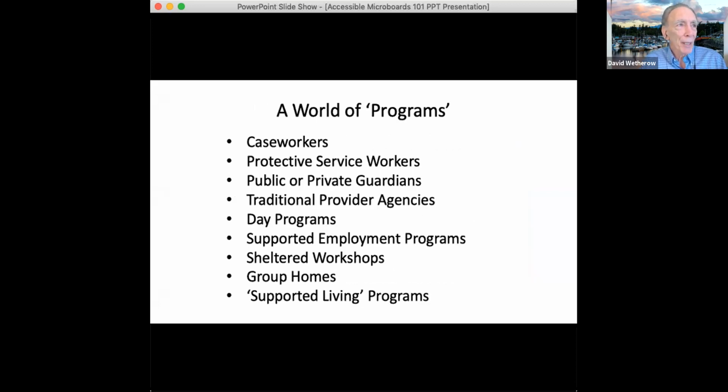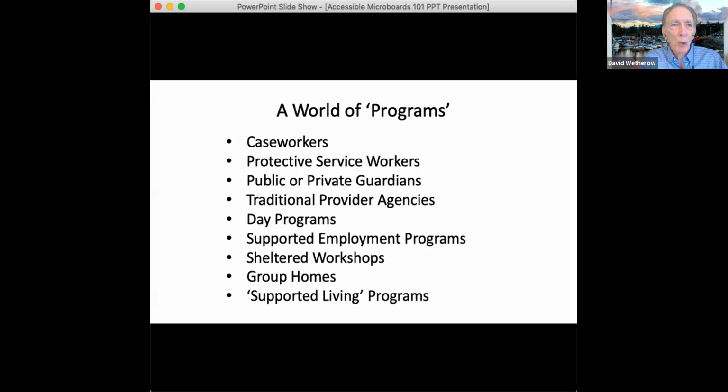We try to achieve this and find ourselves sometimes surrounded by a world of programs, caseworkers and protective service workers, private or public guardians, traditional provider agencies, day programs, supported employment programs, sheltered workshops, group homes, supported living programs. And one of the ways that I've come to understand this cluster of things is that they're often disconnected from each other. They're separate enterprises, separate programs.